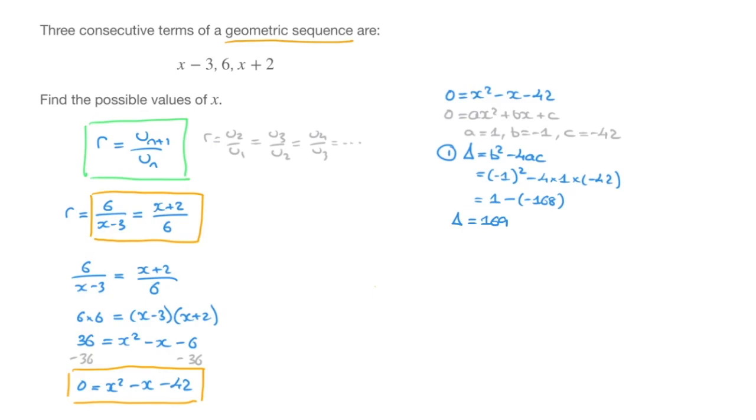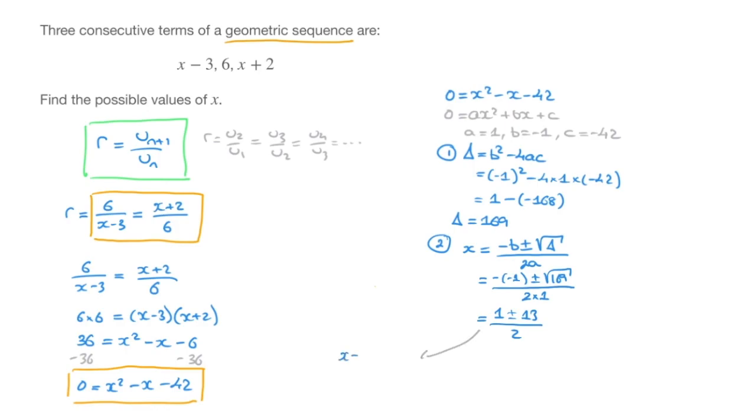Done. Now that I know what delta is, I move on to the second step, in which I solve this equation according to the sign of delta. Now delta is positive, so the equation will have two solutions, and those solutions are given by x equals negative b plus or minus the square root of delta, all of which is written over 2a. Replacing a, b, and delta by their respective values, this turns into negative 1 plus or minus the square root of 169 over 2 times 1. That becomes 1 plus or minus the square root of 169, which is 13, over 2. And finally, that leads to two possible values for x.